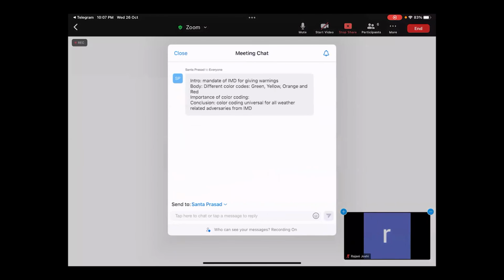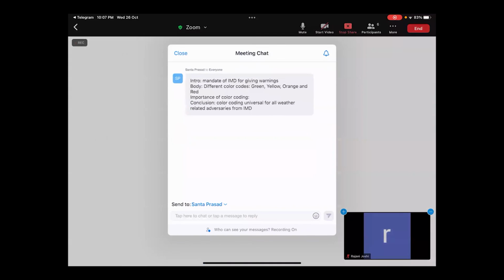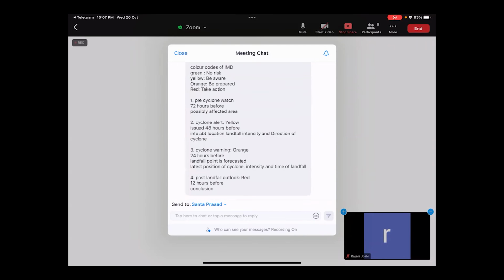Yeah, basically, as you all know, this question is about the color codes. So we all know there are 4 standard color codes: green, yellow, orange, and red, based on the intensity of the disaster, especially the cyclone.